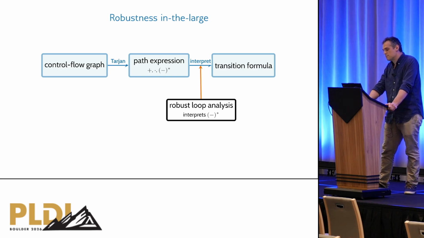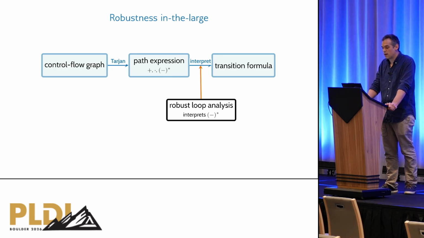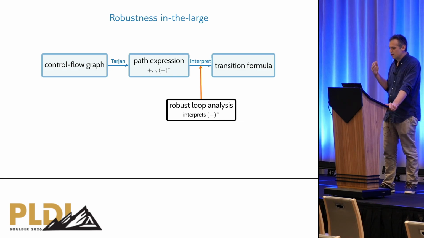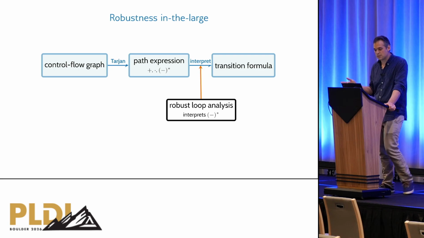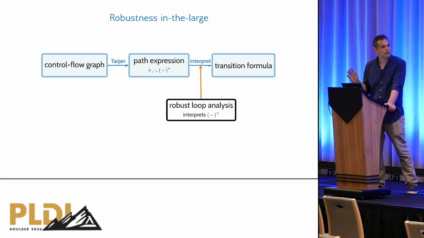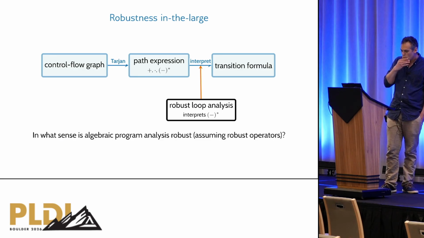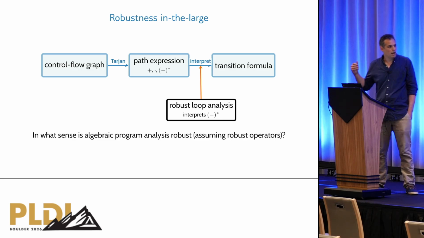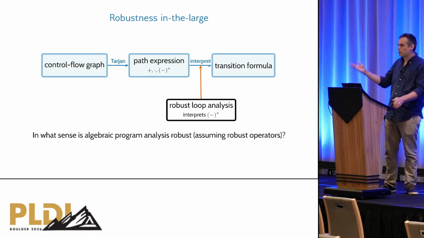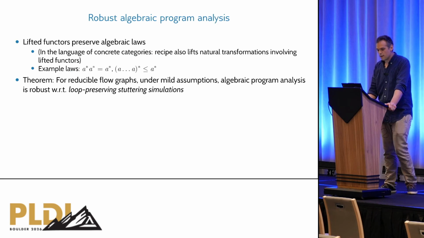And the way we do this is by reinterpreting all of the regular expression operations as corresponding operations on transition formulas. So the connection is that you can think of these robust loop analyses that I was talking about earlier as just different implementations of the star operator. So this raises the question of, in what sense is this entire pipeline robust? What kind of transformations can we do to whole programs, given that all of our operations are robust? What's the end-to-end story?